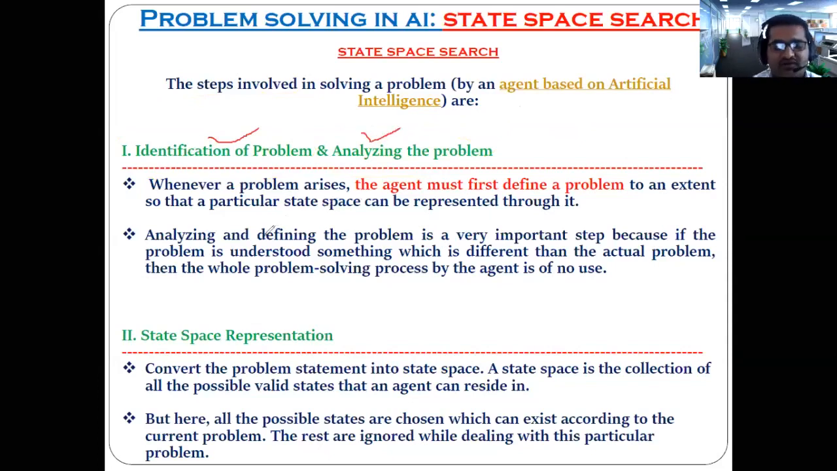Now, the same thing applies to the artificial agent also. Yes or no? Yes, sir. That is the reason the first step in solving the problem is analyzing and defining the problem. The first step is to identify what exactly the problem is. For example, if you want to play the 8 puzzle game, then you need to understand what exactly that game is, what the rules to play it are, and what the winning situation is. That is the first step, the identification of the problem and analyzing the problem.